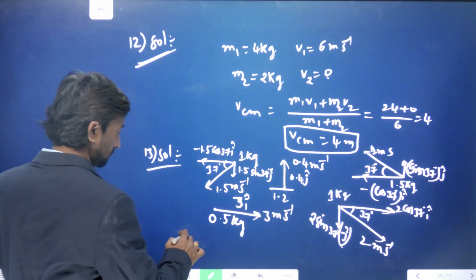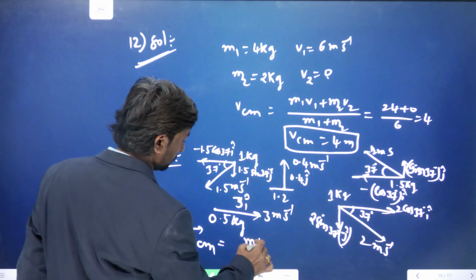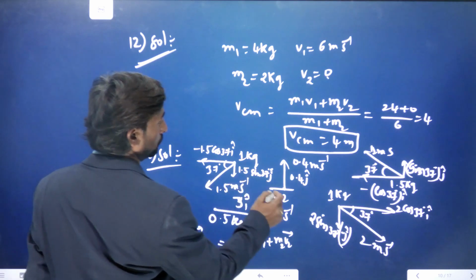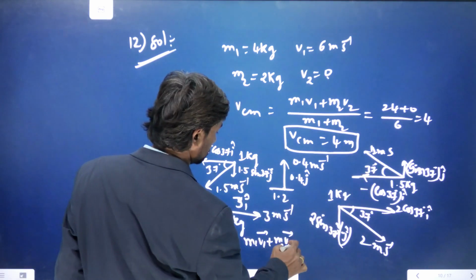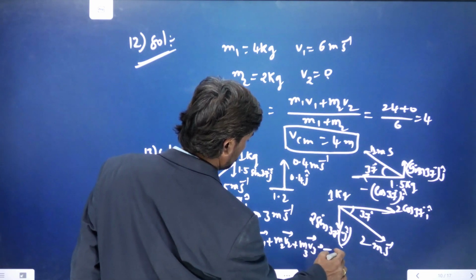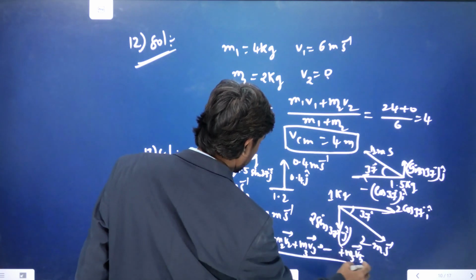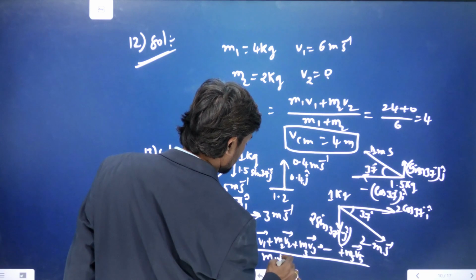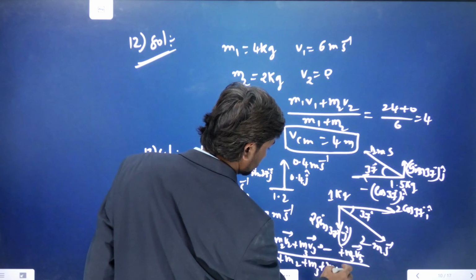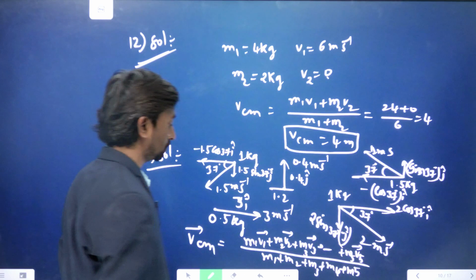Now we can write this formula for the velocity vector of the center of mass. We will get m1 v1 bar plus m2 v2 bar plus m3 v3 bar, up to m5 v5 bar, there are 1, 2, 3, 4, 5, divided by m1 plus m2 plus m3 plus m4 plus m5. So substitute here, you will get the answer. So this you have to do.